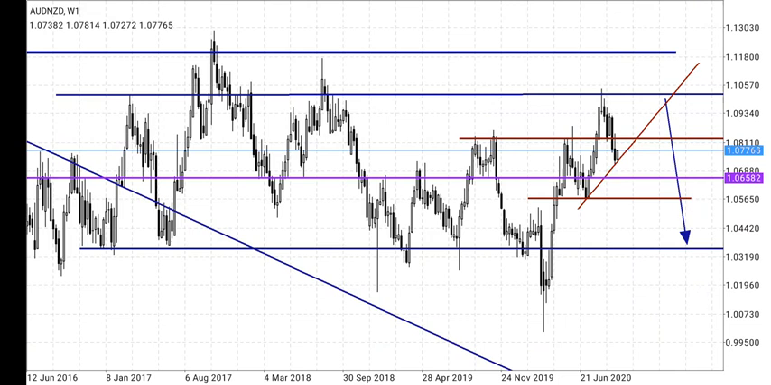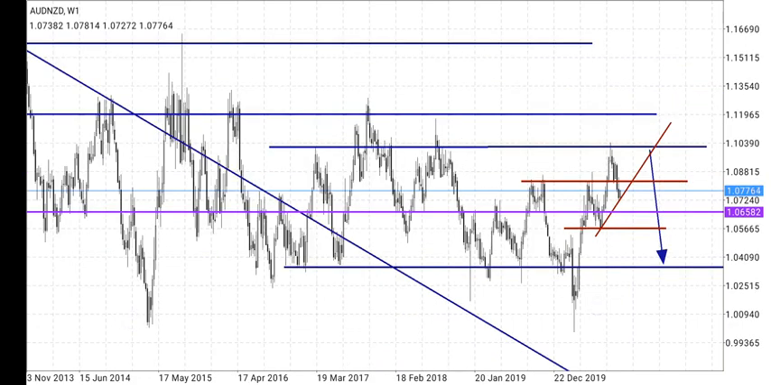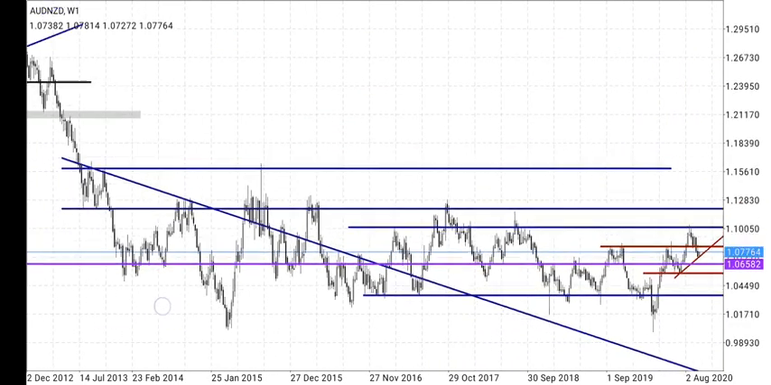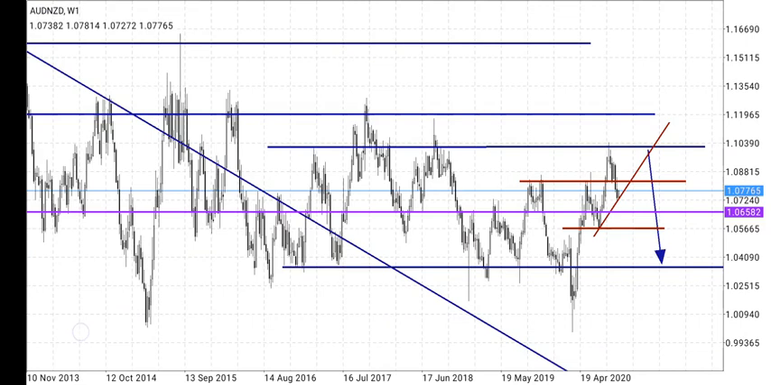All right, so you can see that is all I have to show you on the AUDNZD analysis from our monthly to weekly time frame.